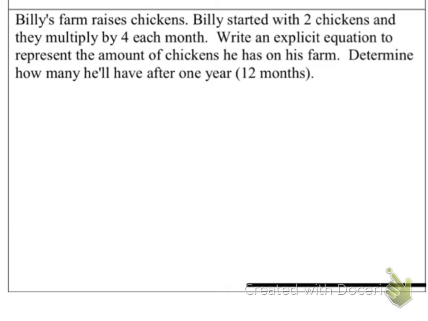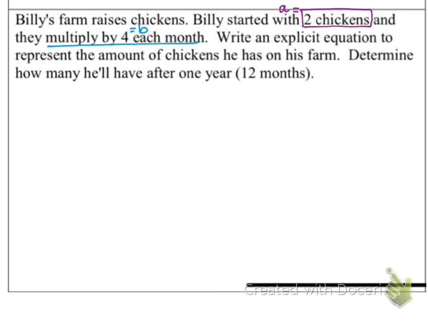Okay, moving on. Billy's farm raises chickens. It starts with 2 chickens and they multiply by 4 each month. All right, so at the very beginning, we have 2 chickens. So no time has lapsed. This is the beginning. This is going to be A. Then we have this multiply by 4 each month. We're actually being told what B is, or how this is growing.